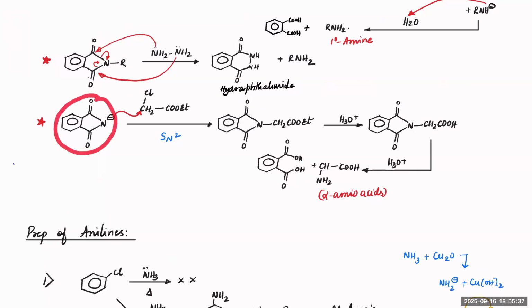In fact, when you have a phthalimide ion that can attack on a carbon which has a good leaving group like chlorine, as it attacks and leaves, you will have nitrogen attached with CH2COOEt. And this is an ester, right? Ester will undergo hydrolysis to get an acid, which on further hydrolysis will convert into phthalic acid, and this nitrogen will end up as the amine form. So what we get is an alpha amino acid. Clear?